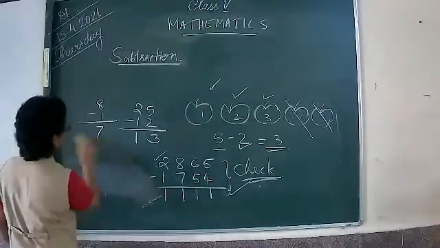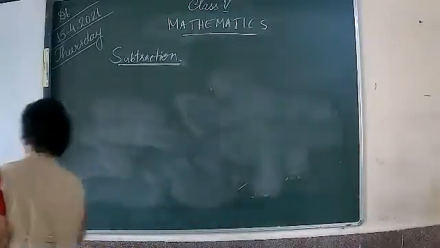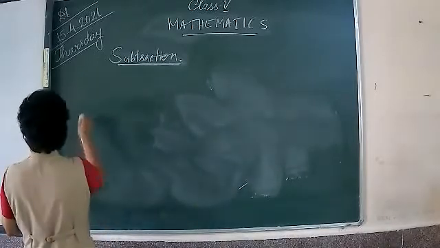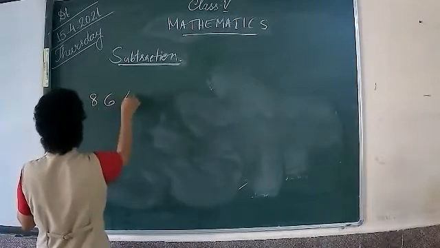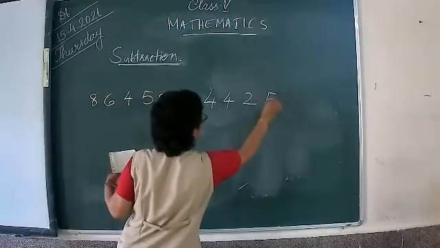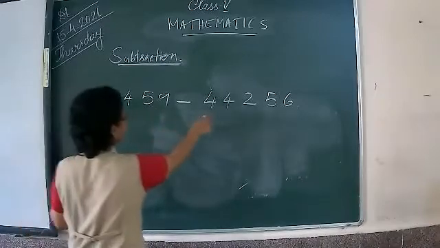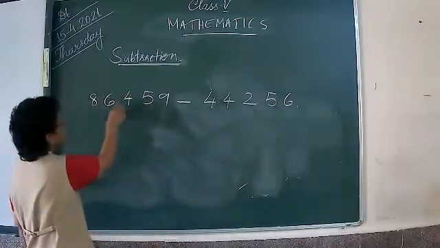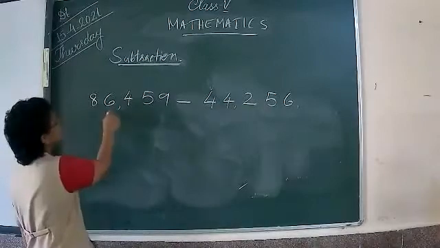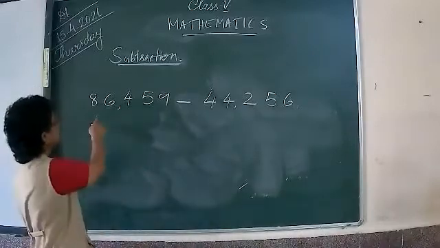Let me rub it. One example. 86459 minus 44256. 86459 minus 44256. We have 1, 10, 100, 1000, 10,000. We have 1, 2, 3, 4, 5 digits here. So how will you read this number?